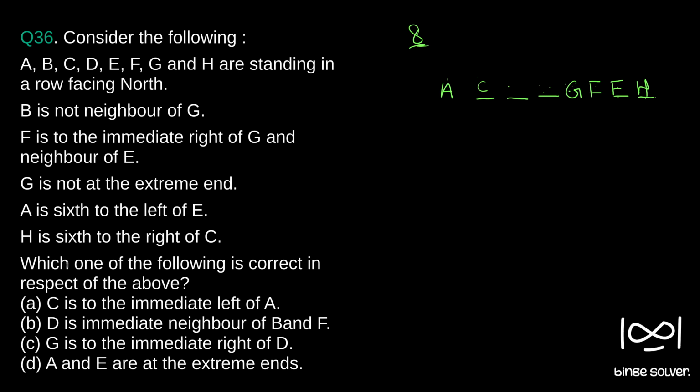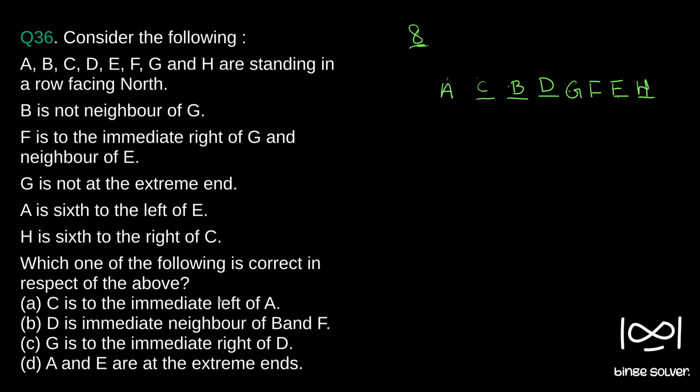So next option. Okay, that is all the information given. And there was one information: B is not the neighbor of G. So B is not filled in yet. So B cannot come here, then B becomes neighbor of G. So the only option here for B is here. So the only letter that needs to be filled is D. So we got all our letters. Now we will see the options. Which one of the following is correct in respect of the above?